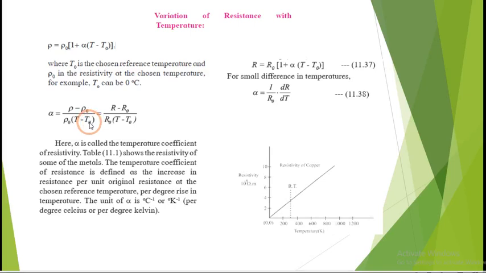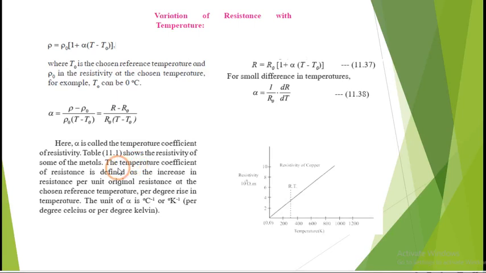So similarly, for resistance, this equation for alpha becomes R minus R naught divided by R naught into T minus T naught. This equation shows the resistivity of some of the metals. The temperature coefficient of resistance is defined as the increase in resistance per unit original resistance. You can see it over here, R minus R naught is the increase in resistance. Original resistance here is R naught. At the chosen temperature difference, that is T minus T naught, per degree rise in temperature.